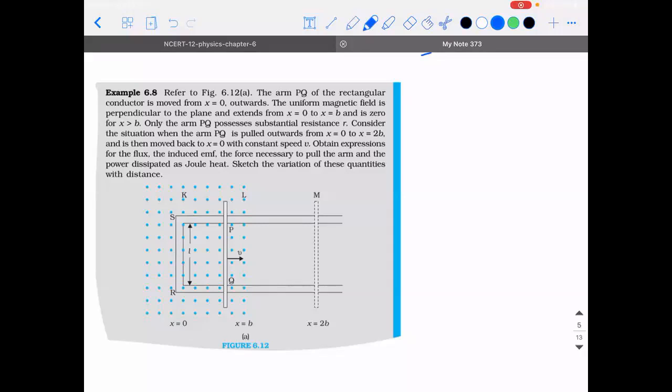So, what is the value of flux, guys? They are asking us to obtain the expression for what all parameters? Flux, induced EMF, force necessary to pull the arm, then the power dissipated. So we need to sketch the variation of all these quantities with respect to distance. So how do we do it? Let's see.